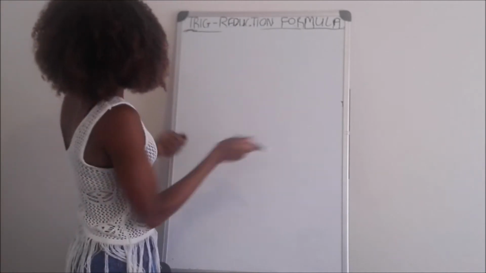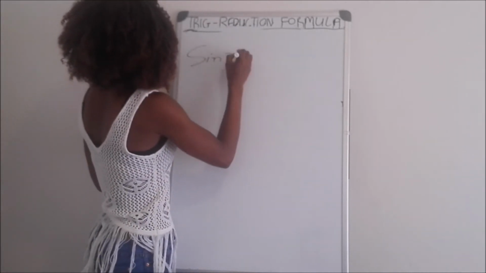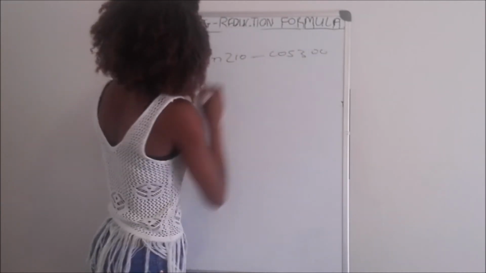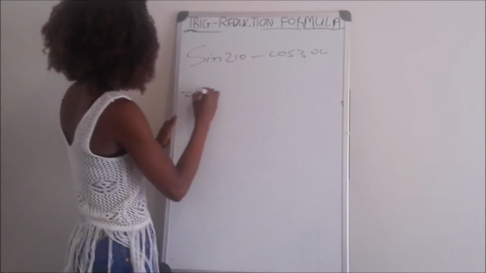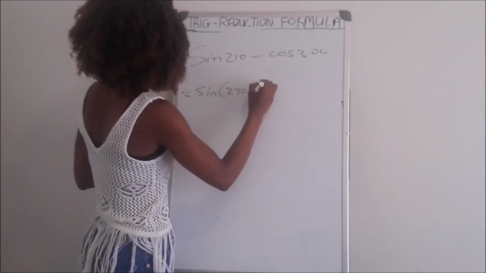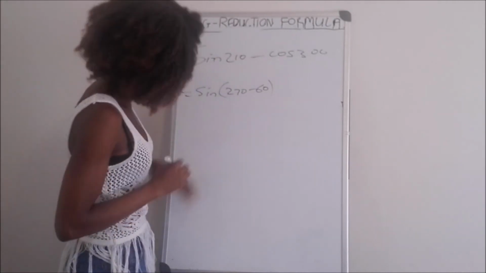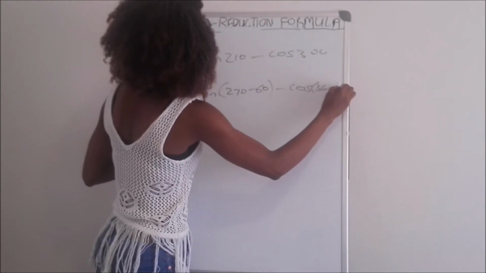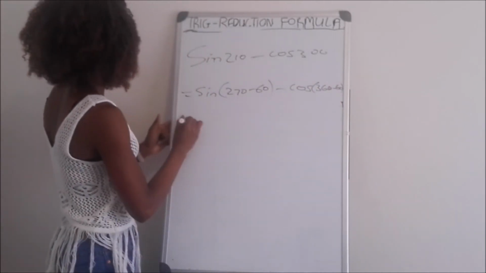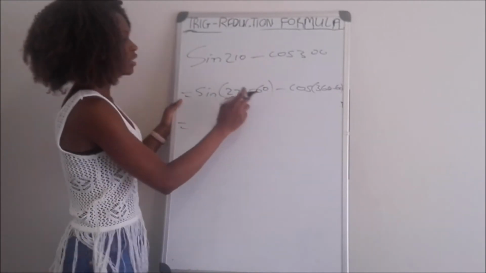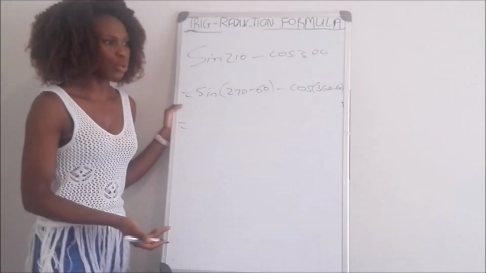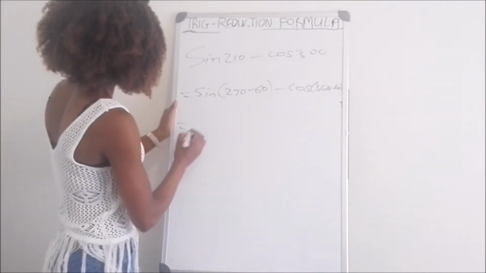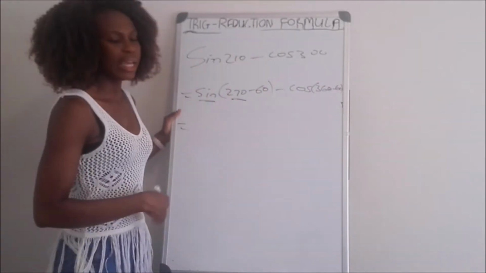Alright, this example is sine of 210 minus cos of 300. The sine of 210, we know that it can actually be sine of 270 minus 60, and then that will be minus the cos of 360 minus 60. When we solve this one, sine of 270 minus 60 is in the third quadrant, in which sine is negative. But because it's 270, it's a cofunction.